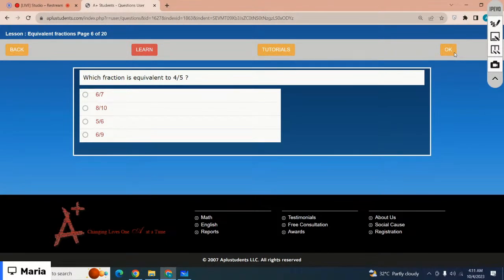What fraction is equivalent to 4 over 5? Which is the correct option? 6 by 7, 8 by 10, 5 by 6, and 6 by 9. Which is the correct option? Very good. That would be 8 over 10. You need to multiply both numerator and denominator by 2. So that would be 8 over 10. Very good.